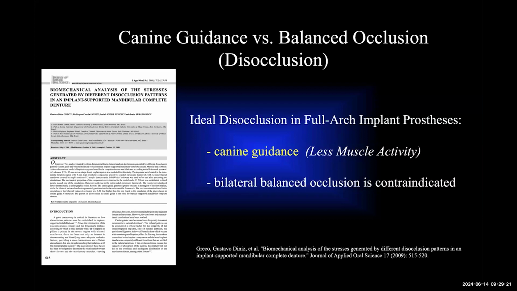This is an article that evaluated canine guidance and balanced occlusion for full arch fixed implant prostheses. And basically what they said, it wasn't even close. Canine guidance, you have less muscle activity. Therefore, we know that patients with implant prostheses don't have the proprioception, and have the ability to generate increased force. And we know that force destroys our implants, it destroys the bone around the implants and or the prosthesis. And their conclusion was a balanced occlusion with a full arch fixed prosthesis is contraindicated.